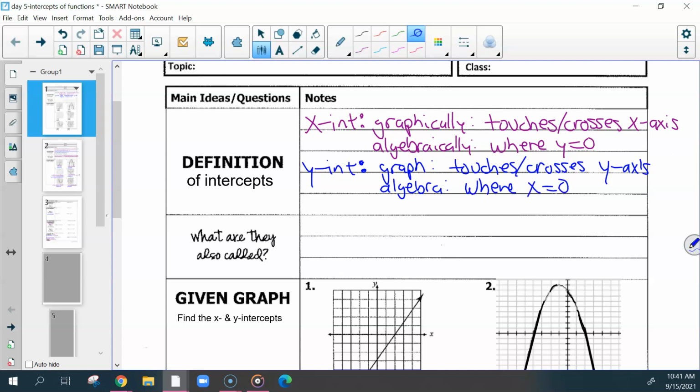That way you're not writing all those words. So summarize it. X-intercept where y equals 0 algebraically, and then on the graph it needs to touch or cross the x-axis. Y-intercept is the opposite.